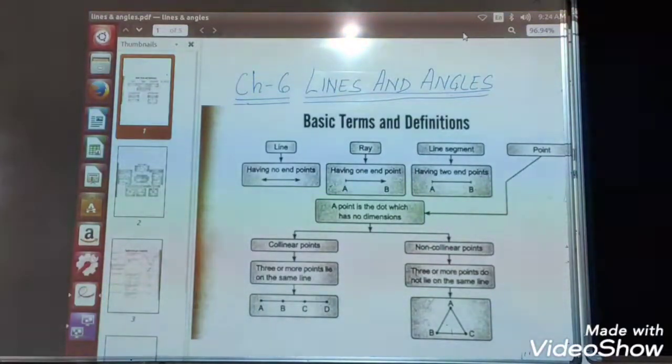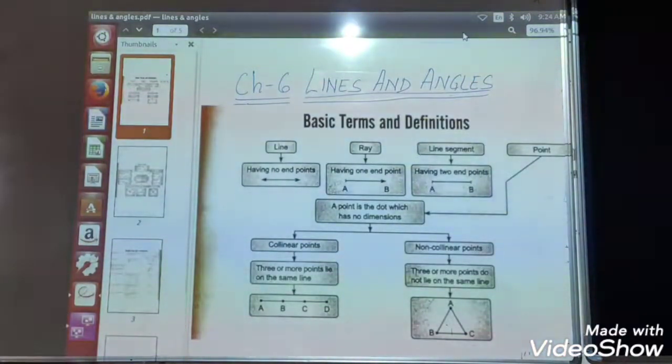Now, we all know that first we start with a point. Now, what is a point? A point is a dot which has no dimensions. Now, where we can make a line. Now, what is a line? A line has no end points, means a line segment having no end points. Compulsory a line is made up of 2 points, yet to get more points. With 1 point we cannot make a line.